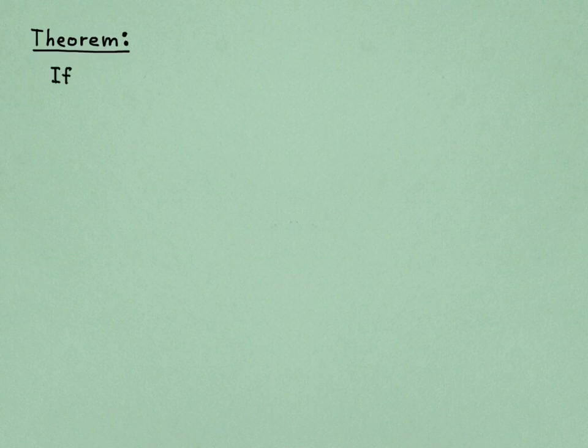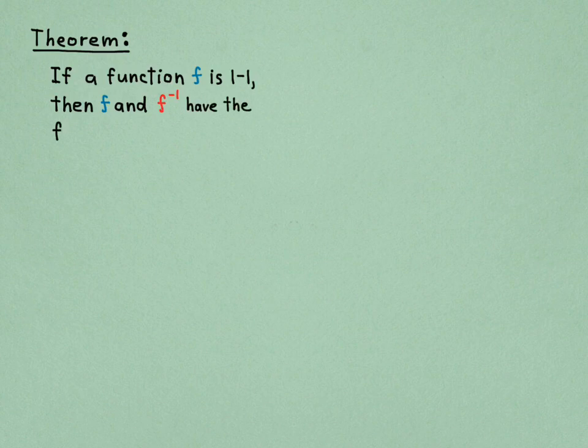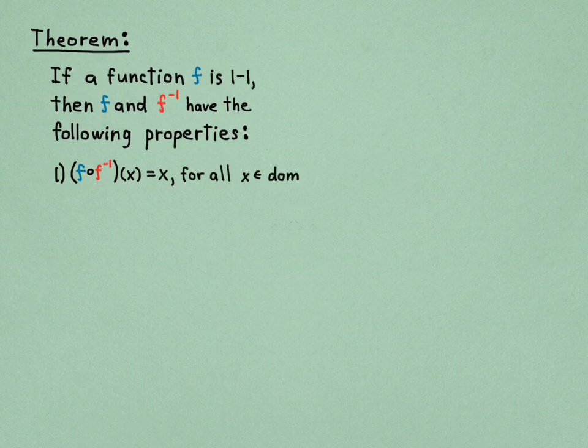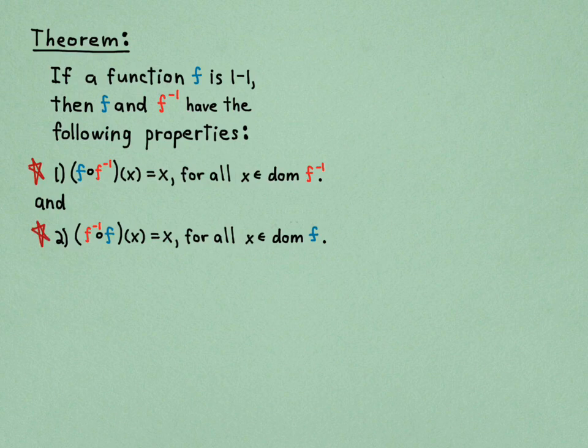So in this video, we have a very important theorem. It says that if a function f is 1 to 1, in other words, if it has an inverse function, then f and f inverse have the following properties. 1, f composed with f inverse of x equals x for all x in the domain of f inverse. And 2, f inverse composed with f of x equals x for all x in the domain of f.